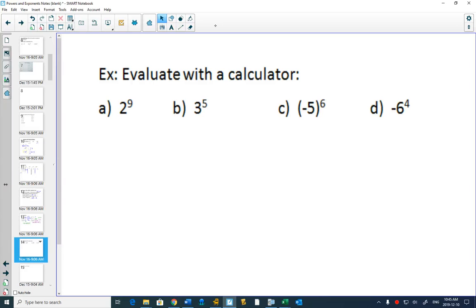These ones, I want you to type them into your calculator and get an answer. If you don't have a calculator, you can come pick one up.